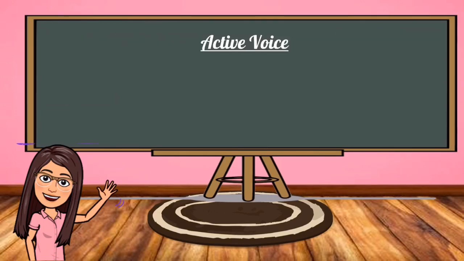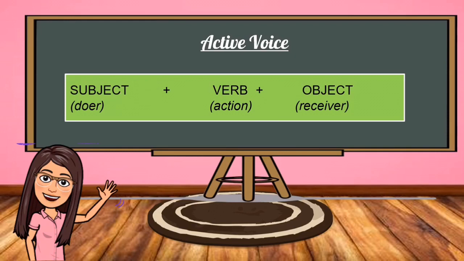So always remember, sentences in active voice follow the pattern subject or the doer plus verb or the action word plus the object or the receiver of the action.